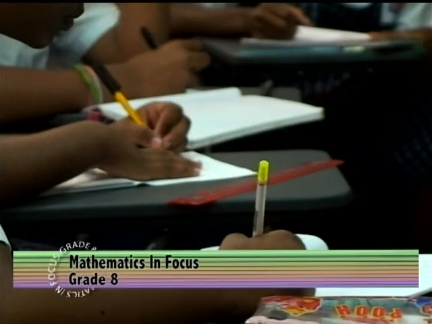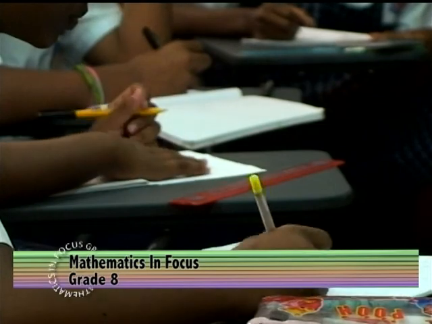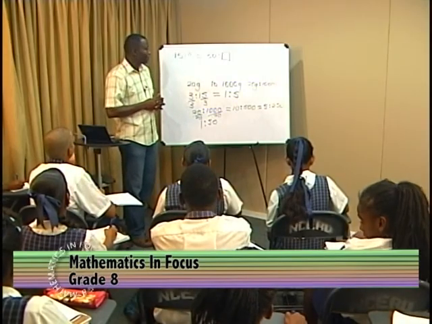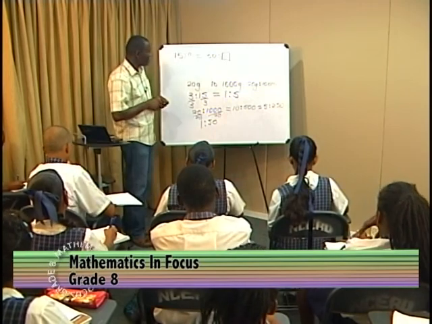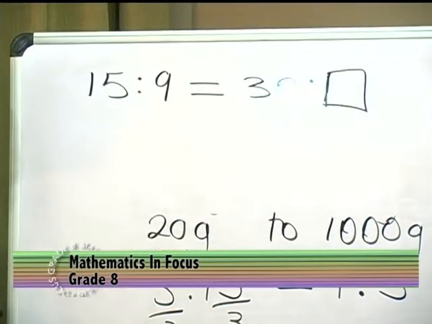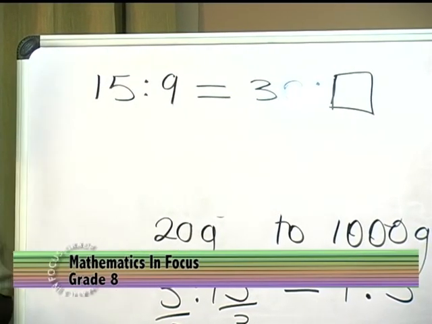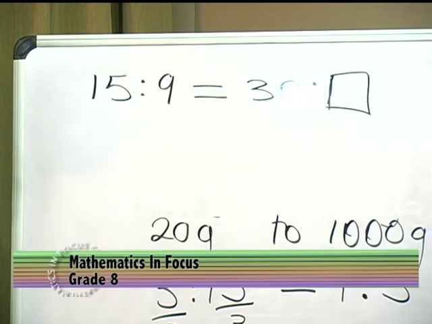If 15 to 9, yes, Danica? 18. Danica is saying 18 must replace that. 15 to 9 is equal to 30 to 18. Correct. How do we get 30 to 18?